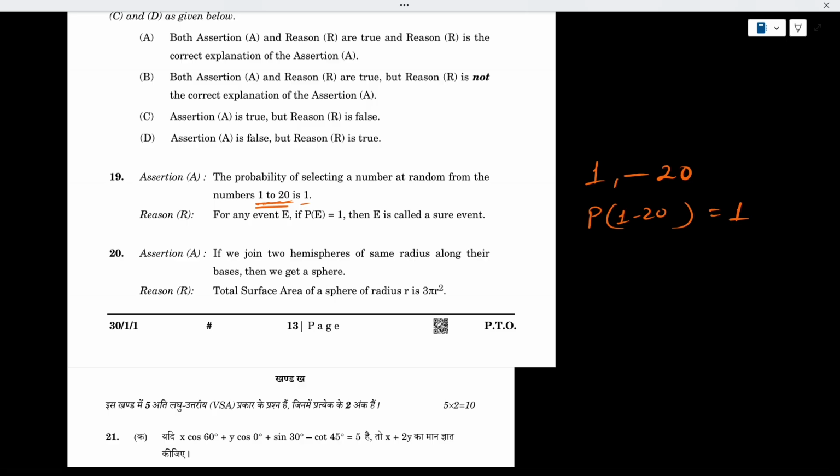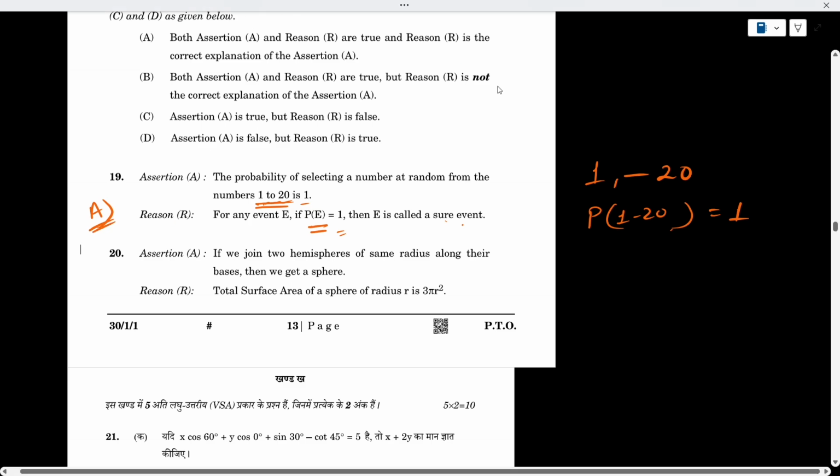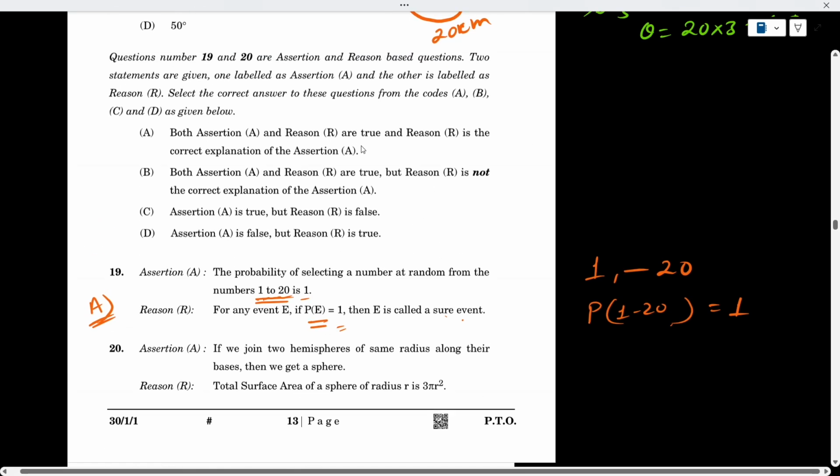Because you are definitely going to select a number from 1 to 20, it's a sure event, and the reason is given: if probability of E is 1, it means it's a sure event. So this is going to be the correct explanation, right? So your option number A, what does it say here? Option number A: both assertion and reason are true, and the reason is the correct explanation of the assertion, right?